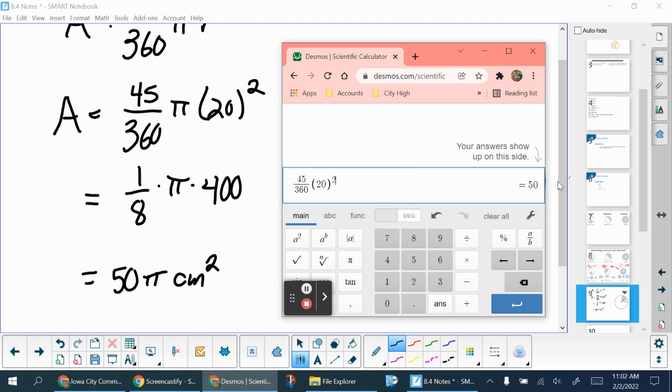And that tells me that's 50. I've just left the pi at the end. I've left the pi out. It's almost like there's a pi sitting right here at the end. I've just not actually multiplied it by pi because I want to leave it in terms of pi.